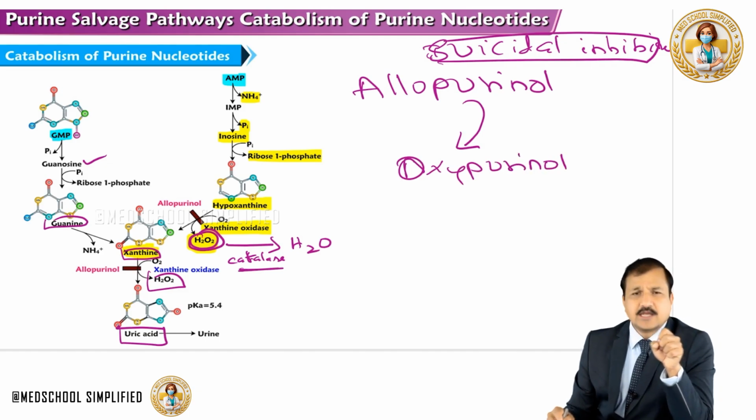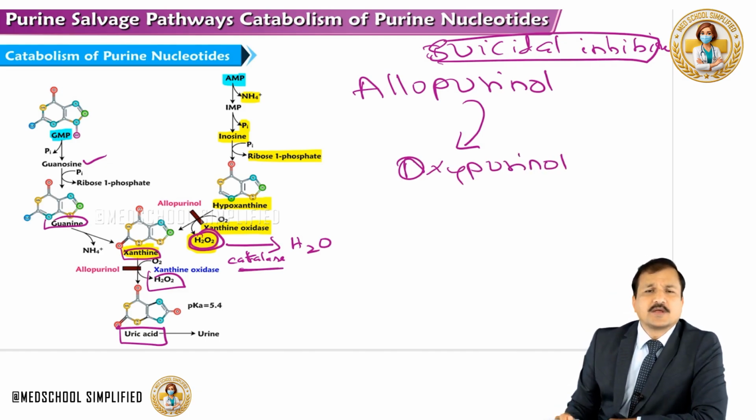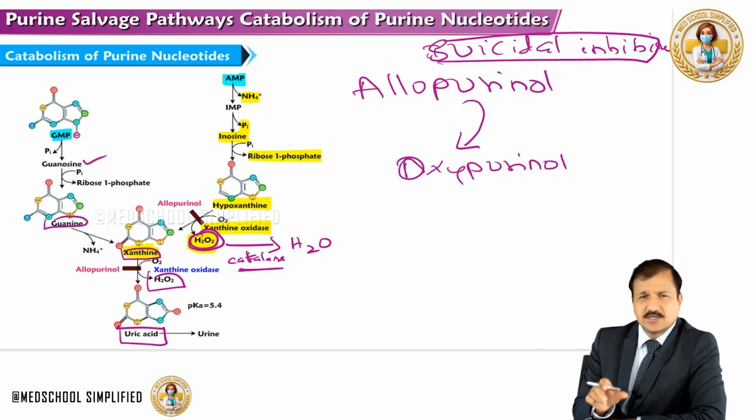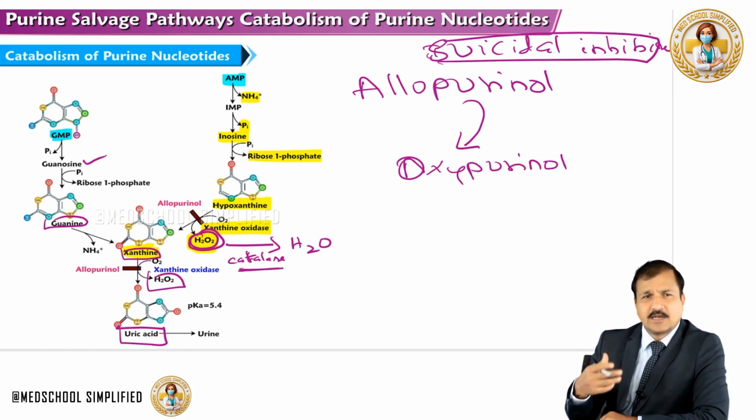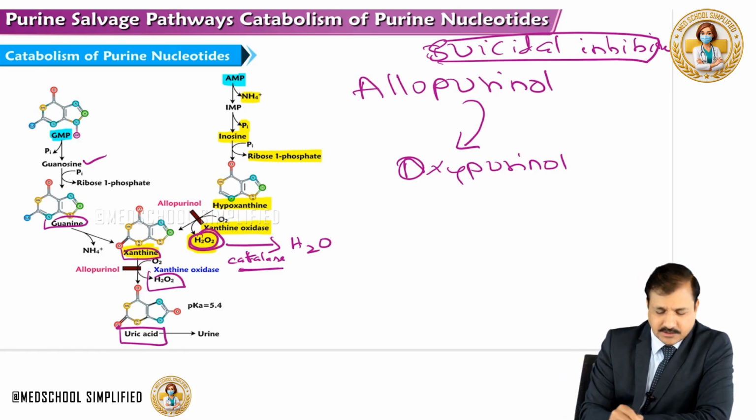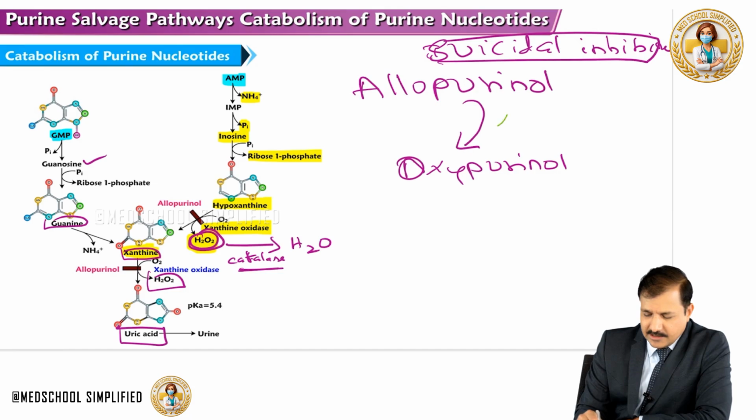Generally, enzymes don't convert a drug into its other or active form, but this is special here. Because it is similar to hypoxanthine and xanthine, xanthine oxidase thinks that this is a substrate, so it binds allopurinol in its active site and converts allopurinol into oxypurinol. That is done by the xanthine oxidase enzyme itself.